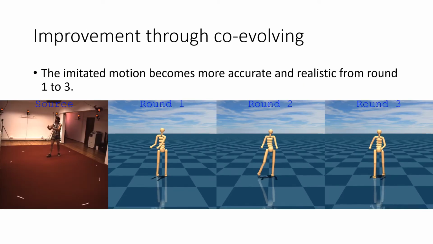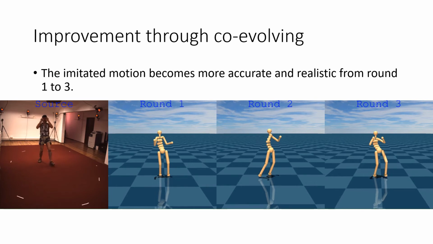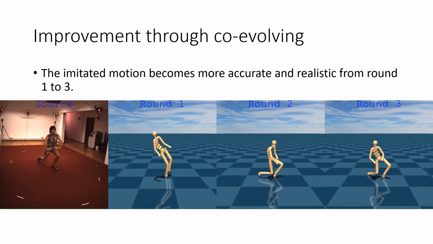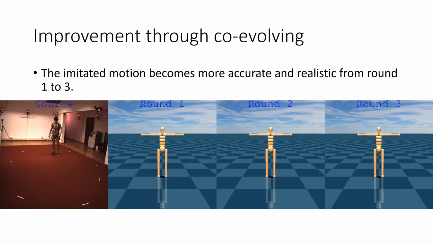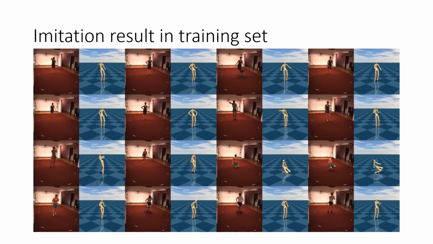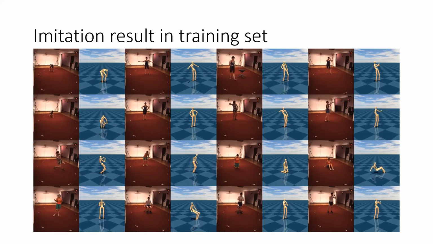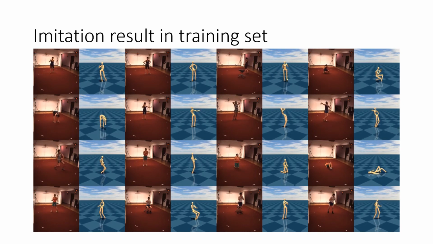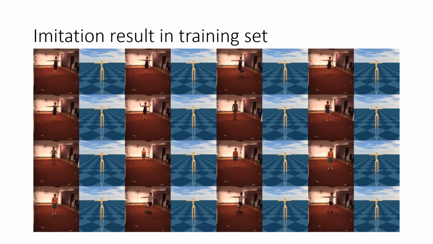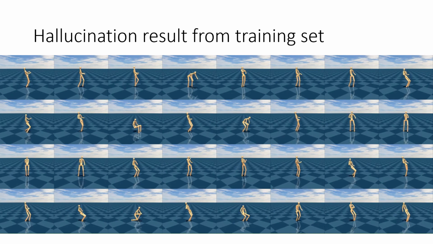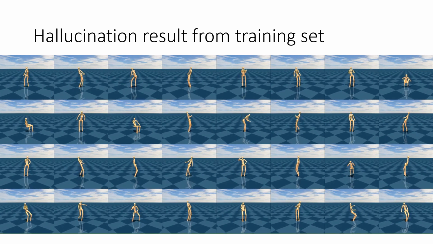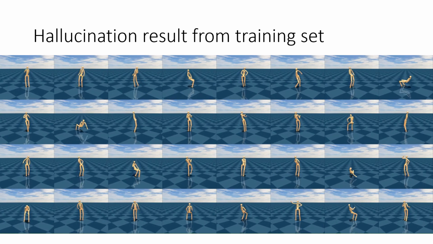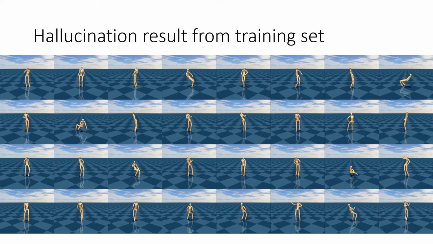Here is imitated motion from rounds of co-evolving. The Estimator and Imitator improve over rounds of training, and thus the imitated motion becomes more accurate and realistic. Here is more imitated motion from H36M. Given only the 2D motion data, PoseTriplet can recover realistic 3D motion. And based on the imitated data, PoseTriplet can hallucinate much more novel 3D data, as shown here. These data are fed back into the co-evolving framework, which in turn reinforces all components in the loop.